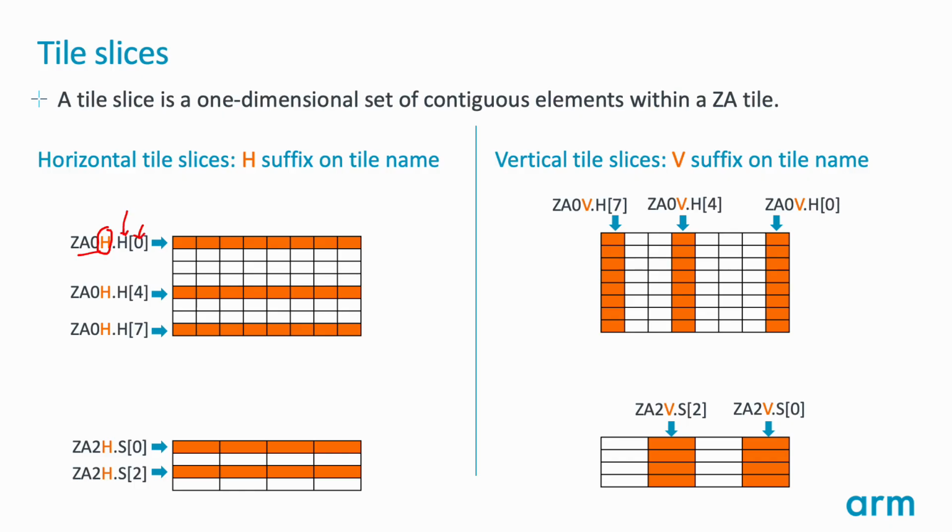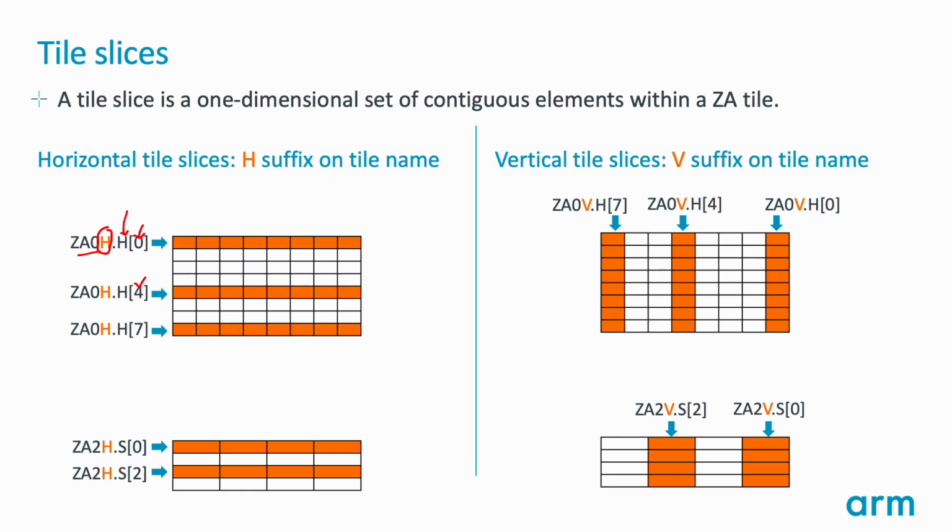We have a ZA0 tile. Inside the ZA0 tile, to access the 0 tile, you'll use 0. To access slice 0. To access slice 4, you will use this number, suffix 4. And this H represents the horizontal slice.